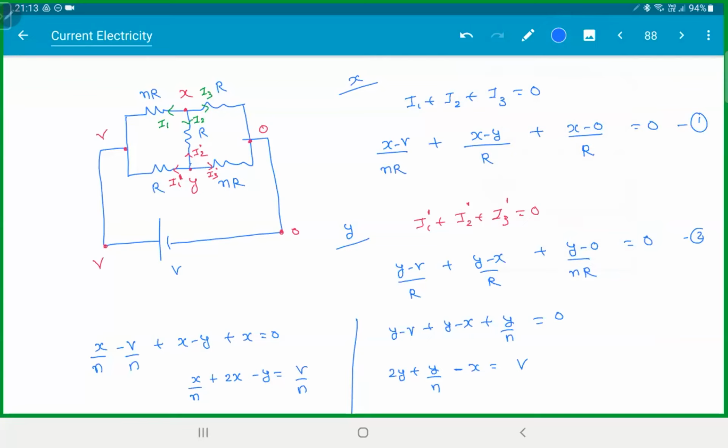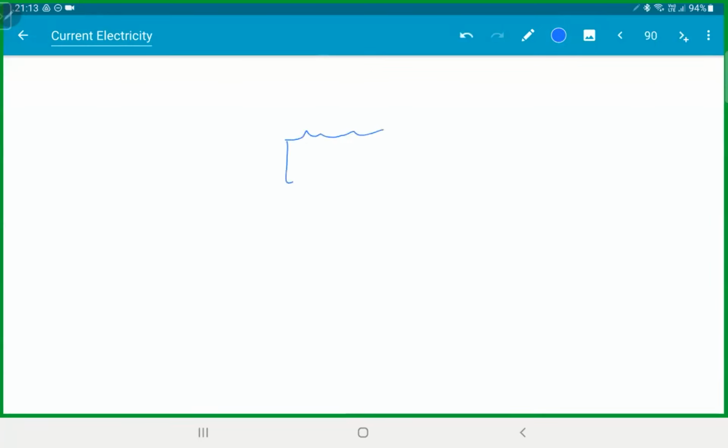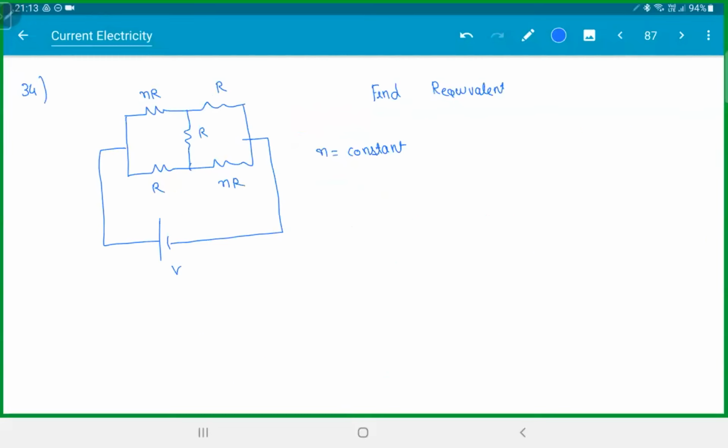But all got this how to do this kind of questions? In HCV there is one question if you observe. It was like this: 3R, R, and 3R. Unbalanced Wheatstone bridge. HCV there is a question like this. You couldn't solve it normally. This is the method you have to use to solve. It's an unbalanced Wheatstone bridge. This is how you solve that question.